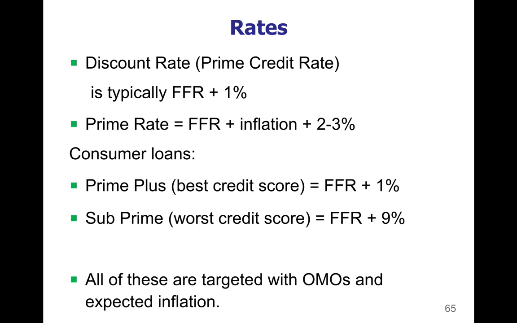All of these interest rates are stemming from the federal funds rate, which we already talked about is targeted by the Federal Reserve Bank using open market operations. And then all of the rates in the country are added 1, 2, 3, 9% on top of the federal funds rate. So when we say that the interest rate goes up or down, all of these are going up or down by the same amount.